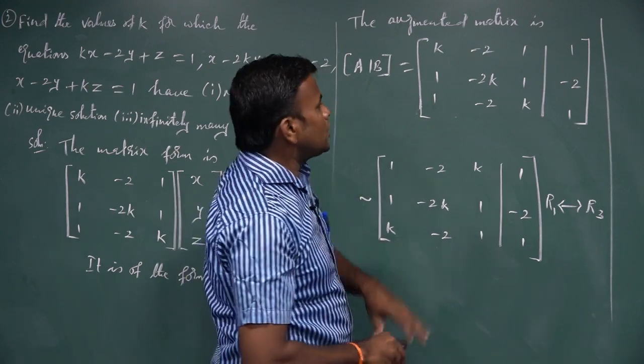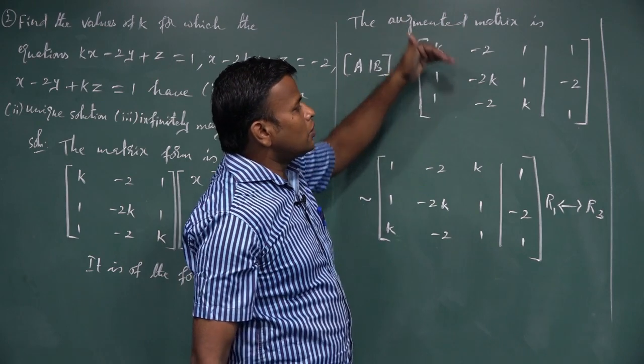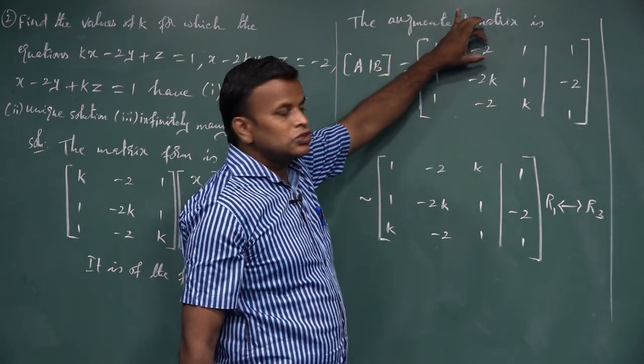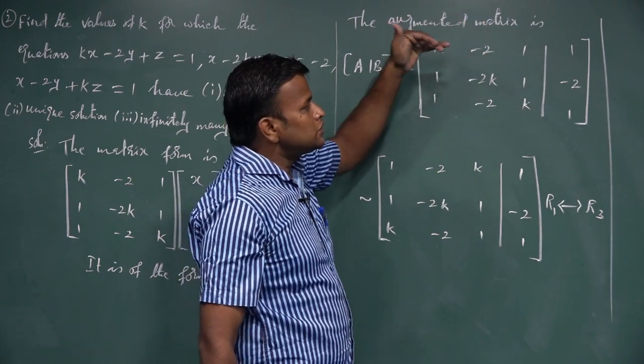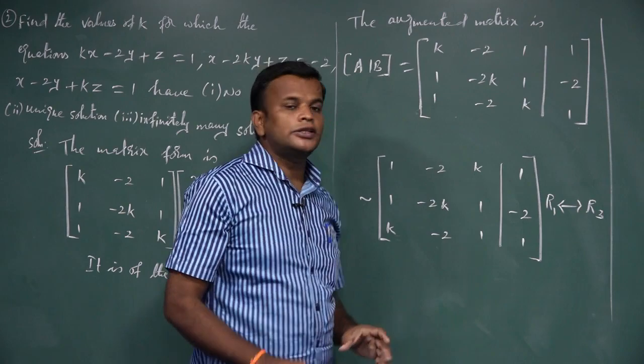Or suppose, sir, I interchange R1 and R2. Okay, it's your choice. But if we interchange R1 and R2, here minus 2k is there. So the number occurring in this is minus 2k, and 1, 2 or 3 steps are more. So I reduce the steps. I interchange R1 and R3.